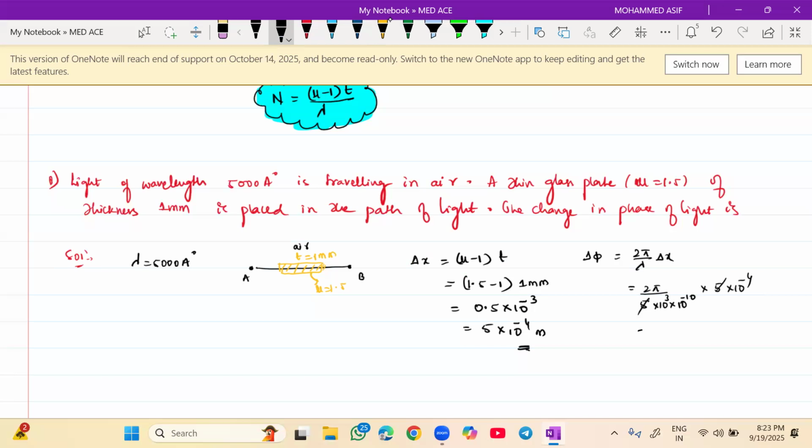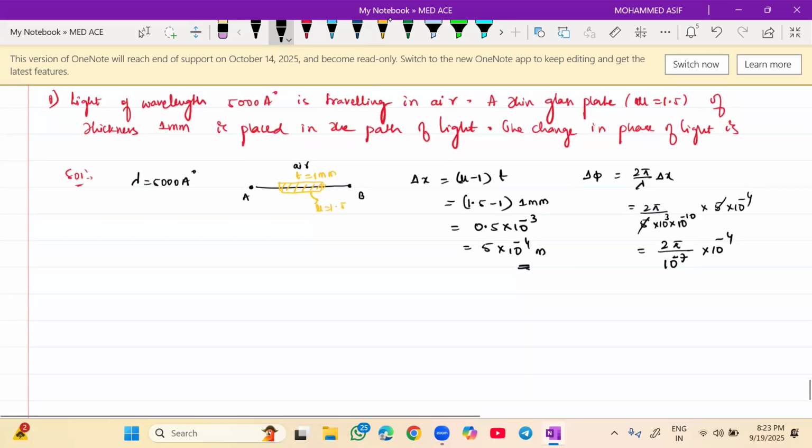This 5 will get cancelled right now for me. Am I clear? So this will be equal to 2 pi divided by 10 power plus 3 minus 10, which will be equal to how much for me? But minus of 7 into 10 power of minus 4. Simplify this one, how much am I getting, you see? This will be equal to 2 pi into 10 power minus 4, and this one will be plus 7. So that will be equal to 2 pi into 10 power, minus 4 plus 7.